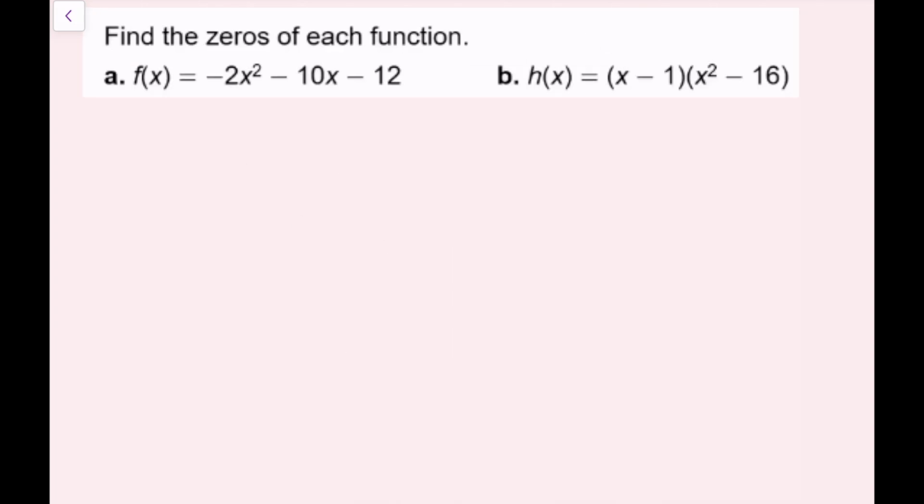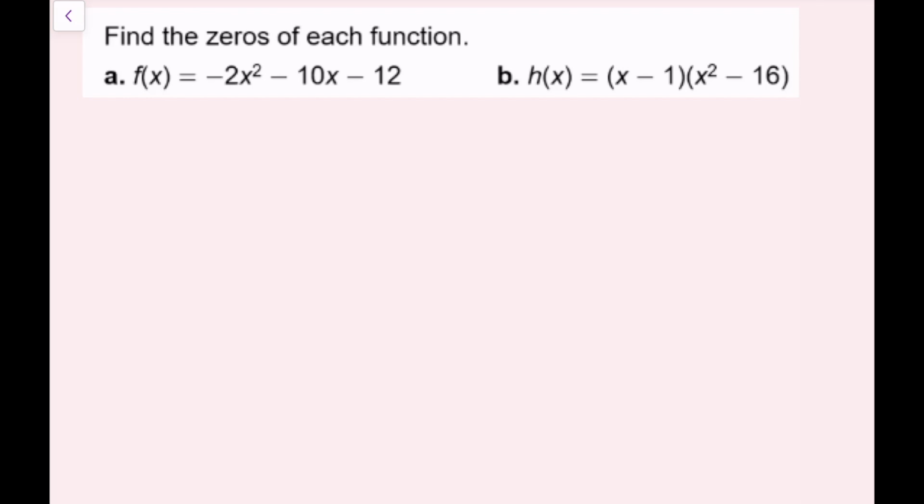The next example is similar to the previous example, but this time we just need to factor things out. We're going to set both functions equal to 0, and then we're going to find our x values. So the only new concept here is naming those x values zeros, and relating those zeros to the intercepts. The y value is 0, and the point where that happens is the x-intercept.